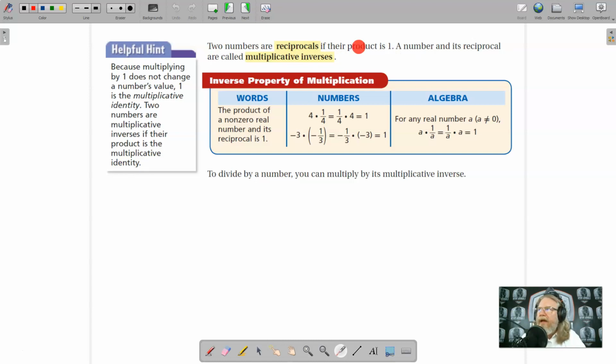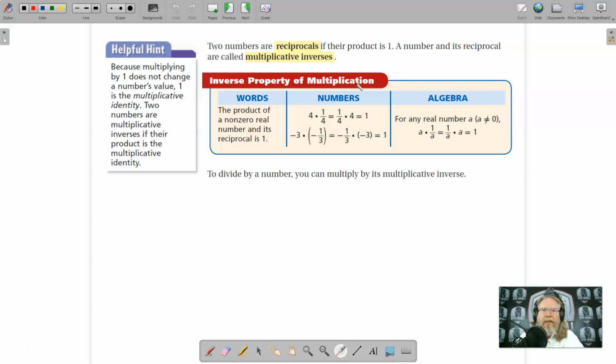Product means to multiply. So if you have two numbers and you multiply them together and your answer is 1, those two numbers are reciprocals of one another. And they're inverses of one another because they get you right back to the identity property, which is 1. See what I'm talking about? Inverse property gets you to the identity property. A number and its reciprocal are called multiplicative inverses.